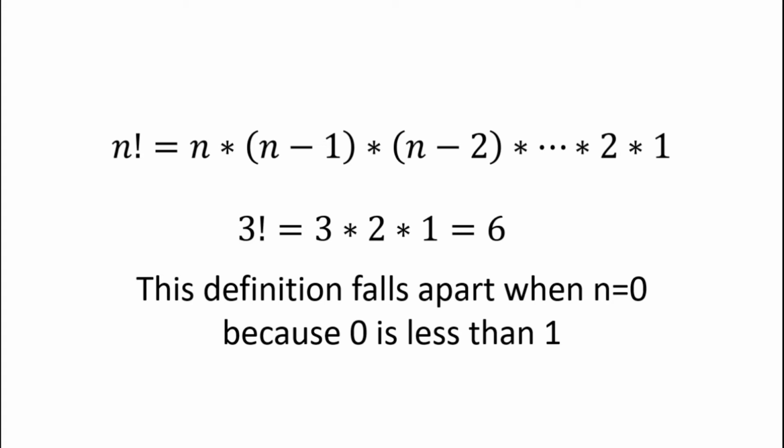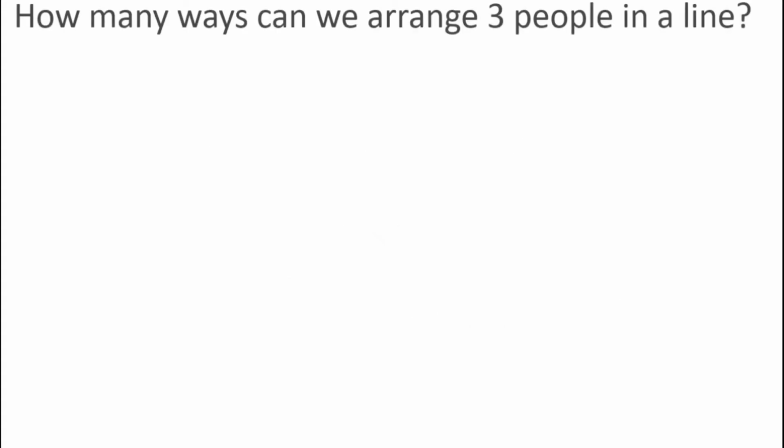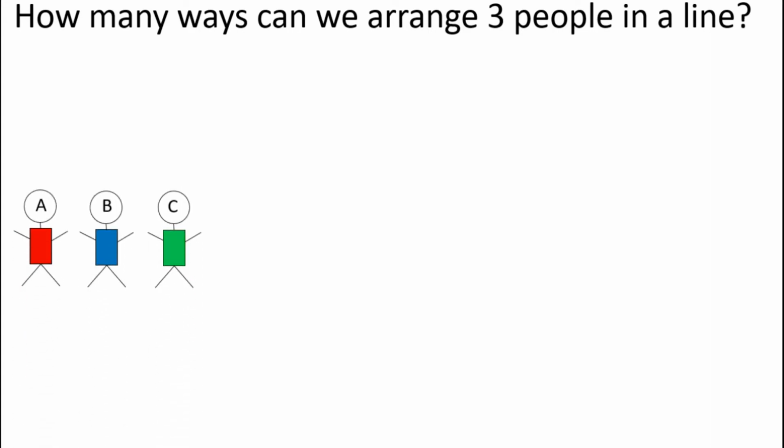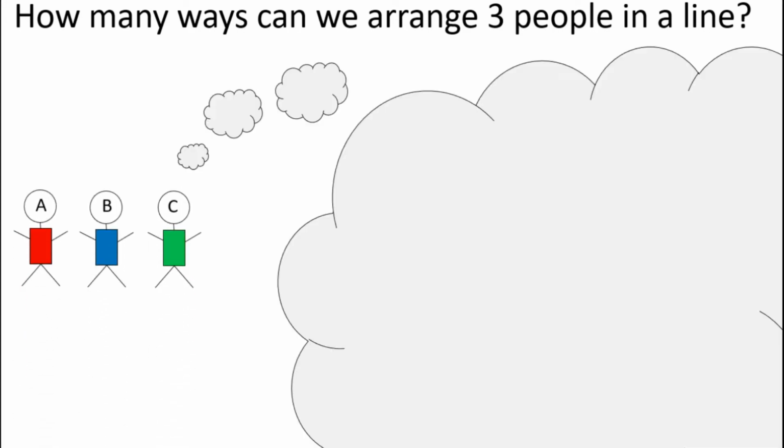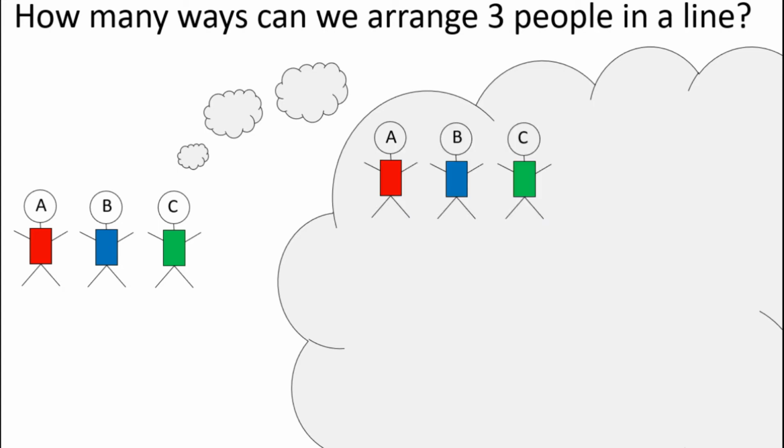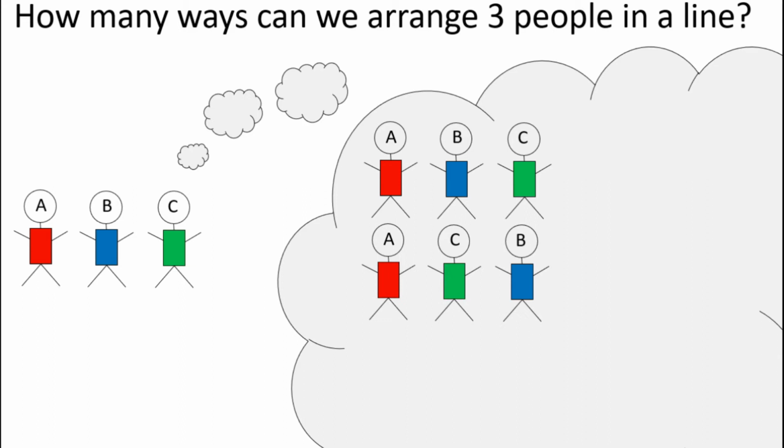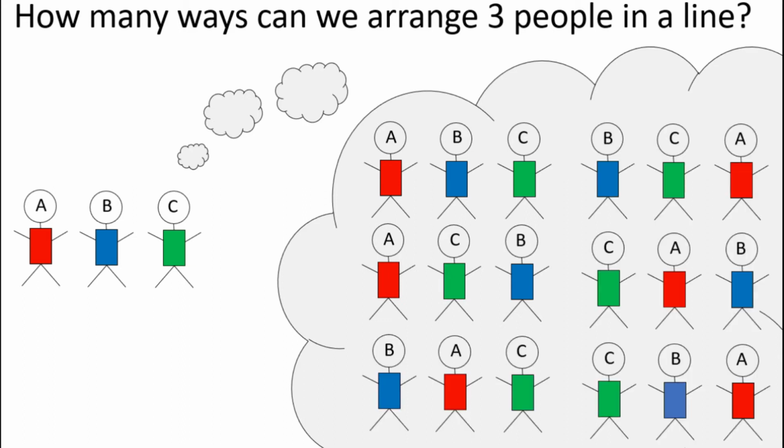So let's try to get a more intuitive understanding of what n factorial represents. Let's say we're trying to figure out the number of ways we can order 3 people in a line. We'll call these people Ace, Bob, and Chris. We could put Ace first, then Bob, then Chris, or we could put Ace first, then Chris, then Bob, and if we go through each possibility, we see there are 6 ways to order these 3 people.